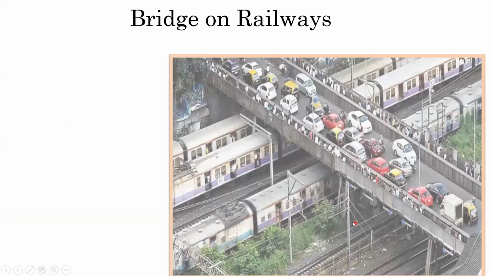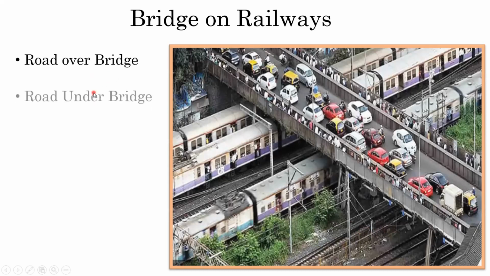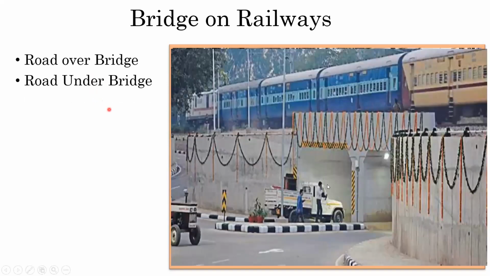Next, the next one that we have is the bridges on the railways. We have covered the road part. We have seen the culvert part, and the last one that we have is the road over bridge. So you have a road here, and beneath that you have railway lines passing. So it's called a road overbridge. And the next one that we have is a road under bridge, right? So over that we have a railway line passing, and beneath that you have a road passing.